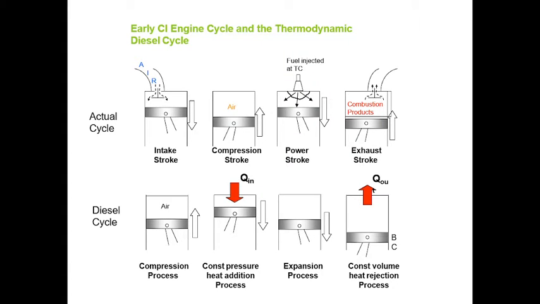So here is the actual cycle of the diesel engine where first is the intake stroke where air goes in the cylinder, and then next is the compression stroke where the air is compressed, and then next is the power stroke where the fuel is injected into the cylinder, then we have the combustion which pushes the piston downwards, and then here's the combustion products going out of the outlet.